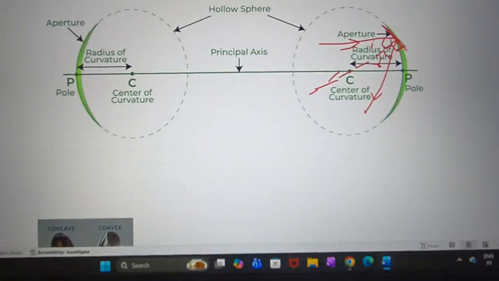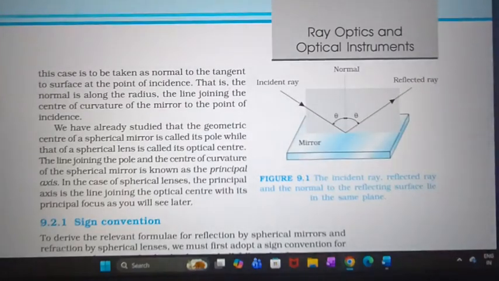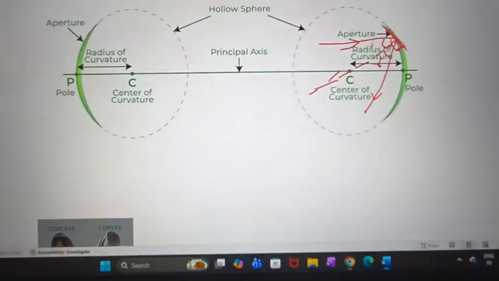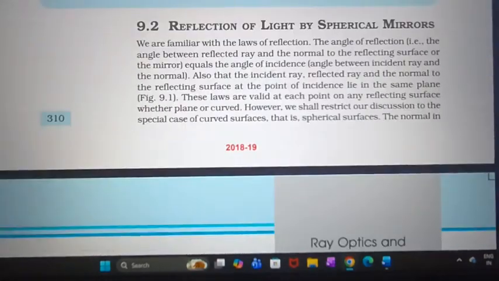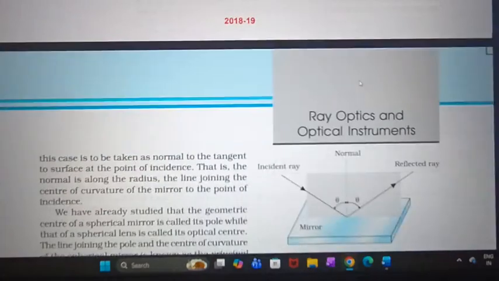So you can draw a tangent to make it appear like a plane surface, and then it will be along the radius, because you're passing it through the center of curvature to the mirror. Whenever there is this line from the center of curvature to the mirror, that will be called the radius of curvature, just like in a circle, from the center to anywhere at the border, that is considered the radius. So along the radius you can draw through the center of curvature, and then you can mark the angle of incidence and angle of reflection. So this is what reflection of light by spherical mirrors is about.